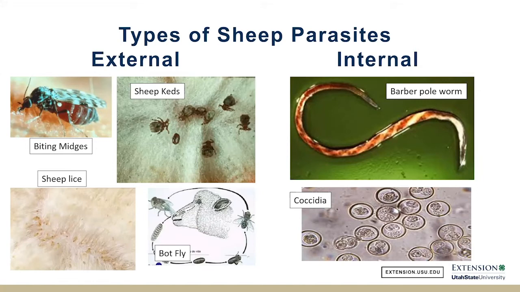And then secondly, we have internal parasites. Generally these are protozoa or different types of worms, or maybe liver flukes, that our sheep and goats deal with. We'll go into a couple of these more specifically, but due to time restrictions, we will not be able to go into all of them in depth.